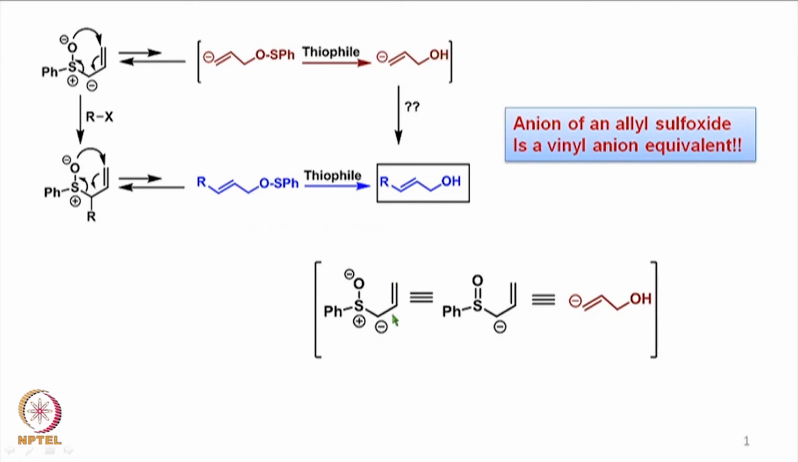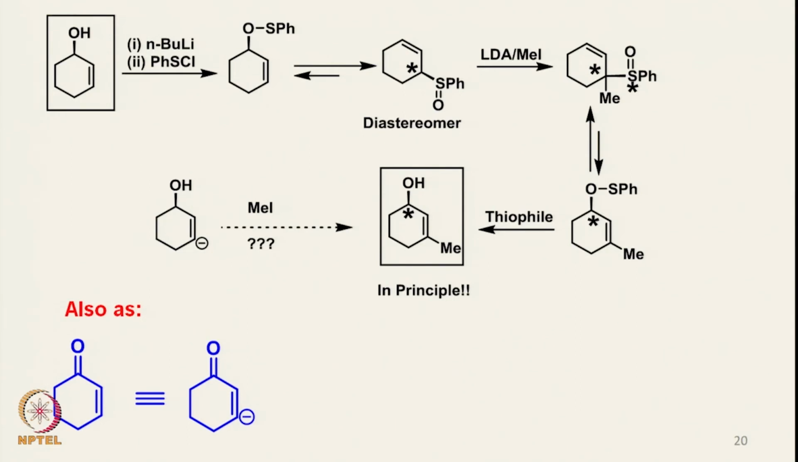So what does it mean? That this allyl sulfoxide, which we can write like this, and the corresponding anion, which we can easily generate, we can write the same allyl sulfoxide with an anion like this, and this allyl sulfoxide anion is basically equivalent of this vinyl anion type, and such anion equivalents or vinyl anion equivalents have been utilized in organic synthesis very much.